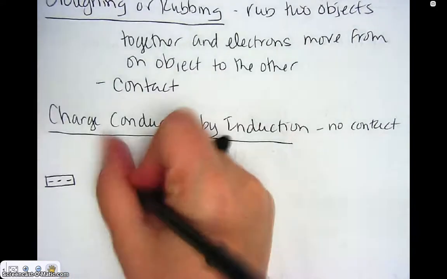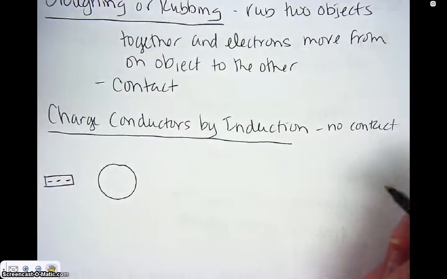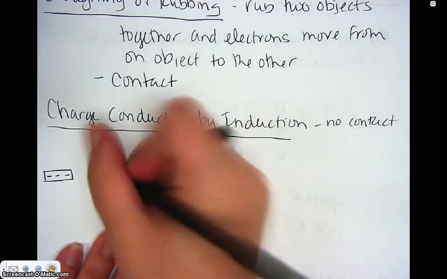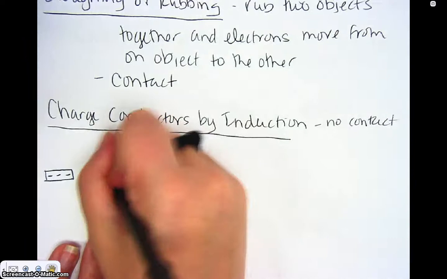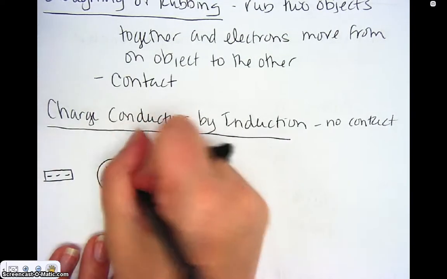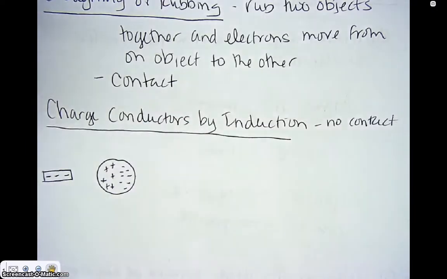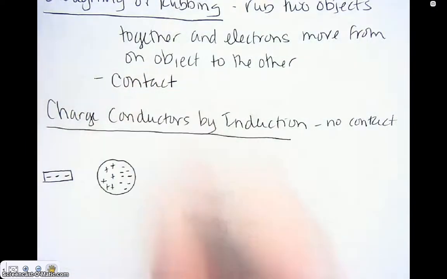If I bring it close to this conducting sphere, remember opposites attract and like charges repel. So what ends up happening is I'll have a whole bunch of positive charge over here attracted, but the electrons will be forced over here. This is the no touching induction part.